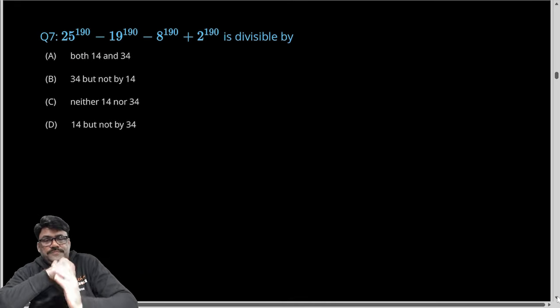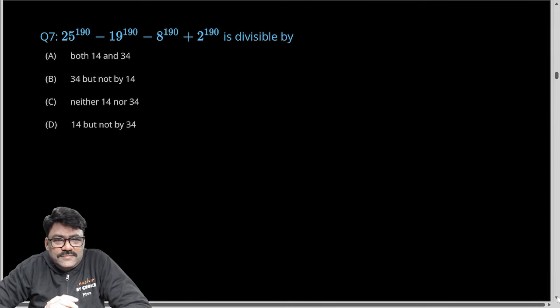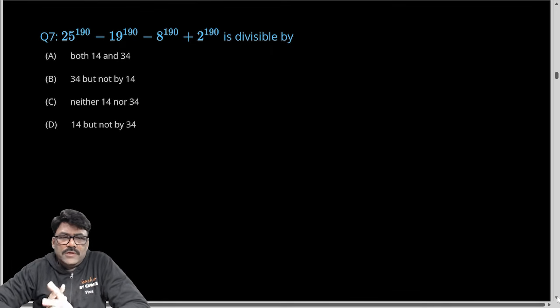See this question. You are given this expression. Question is based on binomial, or you can say number system, number theory. So they are saying that this expression is divisible by both 14 and 34, but not 14, neither 14 nor 34, 14 but not 34. Which one is correct here? So you have to check the divisibility by 14 and 34, right?